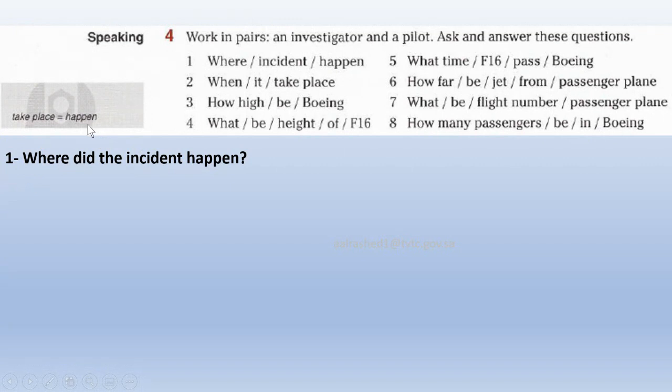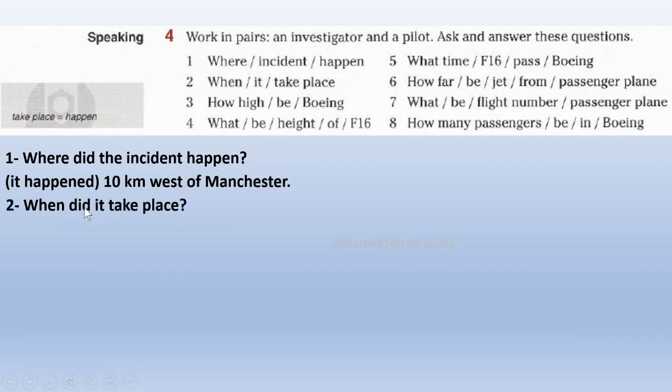Why use did, not was and where? Because happened is a verb. You have a verb, you need an auxiliary verb, that is did, or a helping verb. Number two, take. This is a verb. Okay, also we need to put did after when and before the subject. When did it happen? When did it take place? It's answered: this one took place on the 25th. Okay, but not the answers. We need just to complete the questions here.